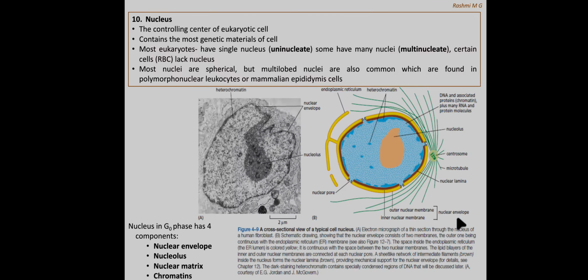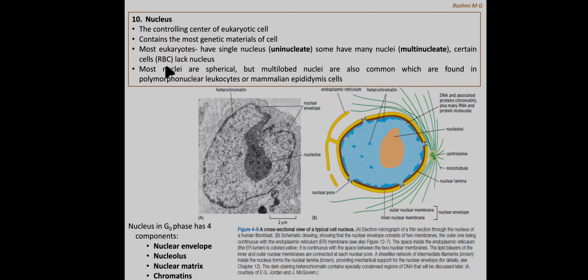So now we will learn about another important, major, central organelle of every cell, that is the nucleus. It is the controlling center of the eukaryotic cell. It contains most of the genetic material of the cell. Most eukaryotes have a single nucleus and they are known as uninucleate. Some have many nuclei and they are known as multinucleate.